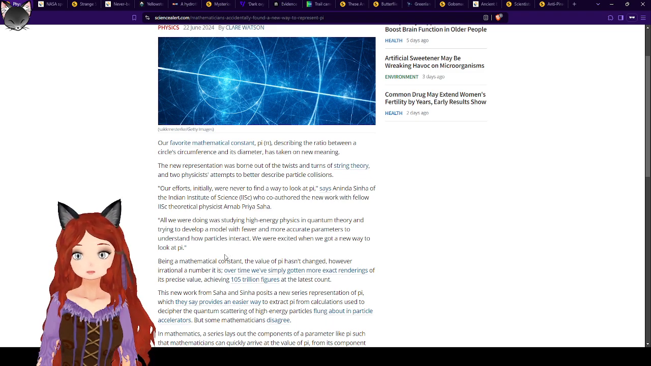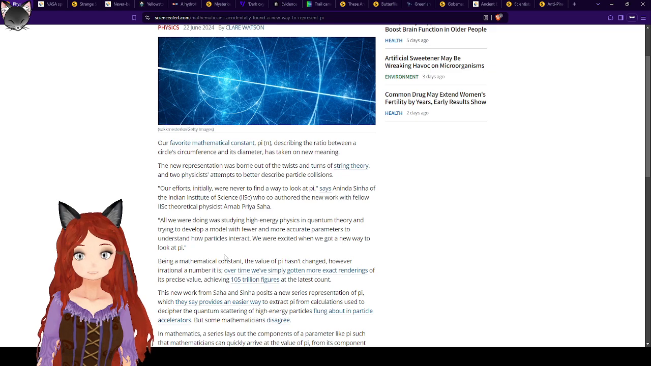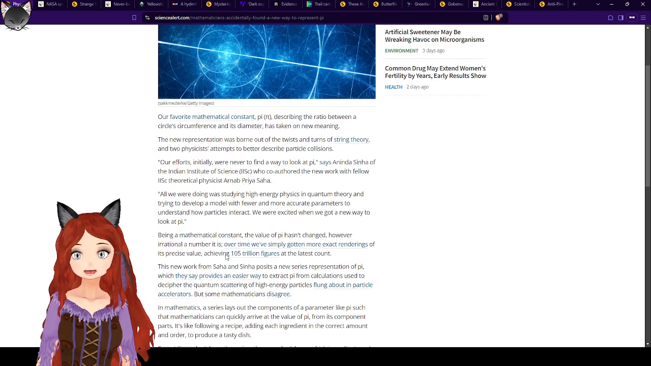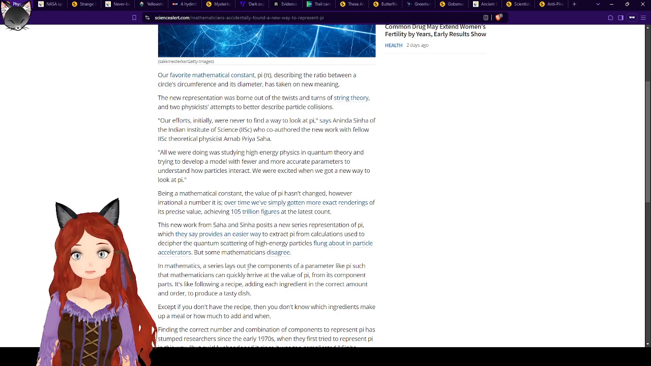Being a mathematical constant, the value of pi hasn't changed. However, the more irrational a number is, over time, we've simply gotten more exact renderings of its precise value, achieving 105 trillion figures to the last count. This new work from theoretical scientists posits a new series representation of pi, which they say provides an easier way to extract pi from calculations used to decipher the quantum scattering of high energy particles flung about in particle accelerators.